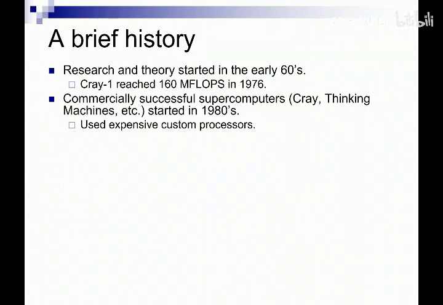Now, one characteristic of these computers that were built during the 80s is that they were basically custom built. Each of these computers had its own architecture and its own processor. And it was very expensive to design these processors. It took years and years and a huge amount of effort to come up with each new generation of these processors.